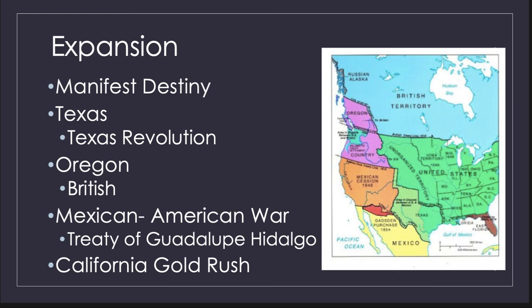The other piece of manifest destiny is the Oregon Territory. The Oregon Territory in the picture that you see there is going to be the purple. The purple is what had belonged to the British. Now, Oregon had been occupied by the British and the Americans since 1818. People are going to use the Oregon Trail to travel there at about 15 miles per day in canvas caravans. And that is crazy. 15 miles a day.